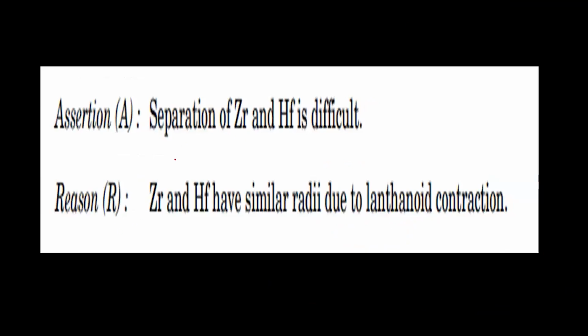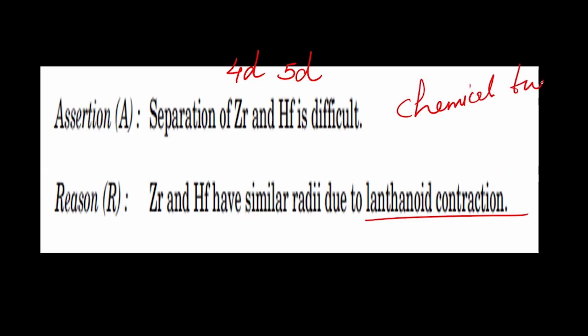Then assertion reason question. Separation of Zr and Hf is difficult. Zr and Hf have similar radii due to lanthanide contraction. That is the reason given. Very correct, right? Zr belongs to the 4d transition series and Hf belongs to the 5d transition series, in the same group but different periods. They have similar atomic radii because of the lanthanide contraction itself, due to the presence of f block elements which have similar size. We call these chemical twins, because of the similar chemical properties. So assertion and reason are correct, and reason is the correct explanation for the assertion.